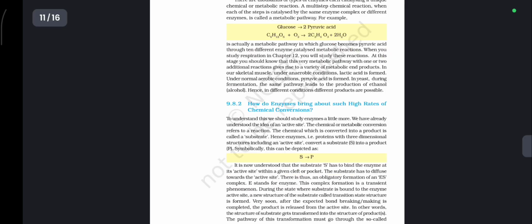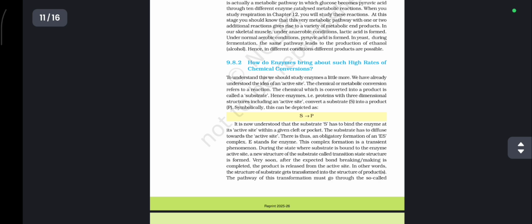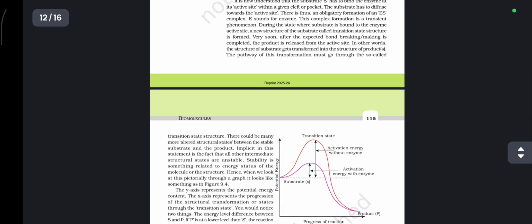It is now understood that the substrate S has to bind the enzyme at its active site within a given cleft or pocket. The substrate has to diffuse towards the active site. There is thus an obligatory formation of an ES complex. E stands for enzyme. This complex formation is a transient phenomenon. During the state where the substrate is bound to the enzyme active site, a new structure of the substrate called the transition state structure is formed. Very soon after the expected bond breaking and making is completed, the product is released from the active site. In other words, the structure of the substrate gets transformed into the structure of the product. The pathway of this transformation must go through the so-called transition state structure.